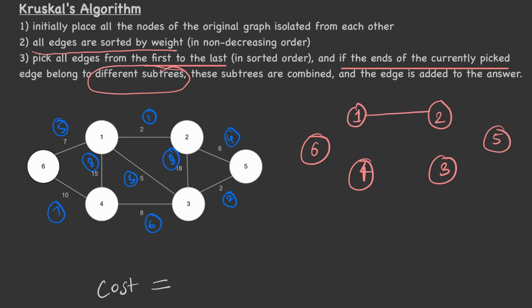So we took that edge with weight 2. So our cost is 2 now. Let's take the next edge. Next edge is this one, 3 to 5. It also has a weight 2.